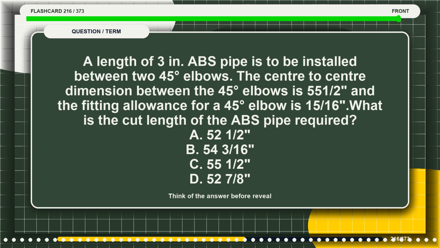Flashcard 216. A length of 3 in. ABS pipe is to be installed between two 45-degree elbows. The center-to-center dimension between the 45-degree elbows is 55 1/2 and the fitting allowance for a 45-degree elbow is 15/16. What is the cut length of the ABS pipe required? A. 52 1/2. B. 54 3/16. C. 55 1/2. D. 52 7/8. Think of the answer before the reveal.